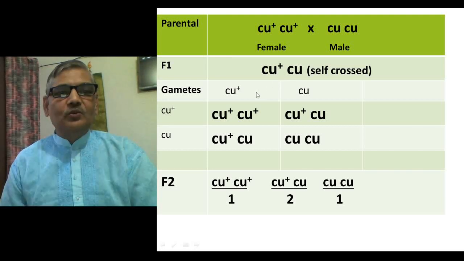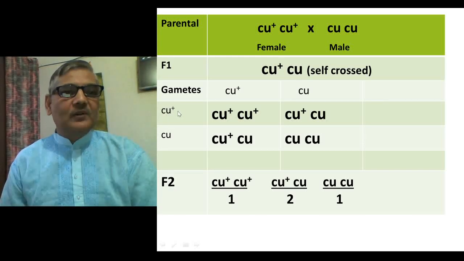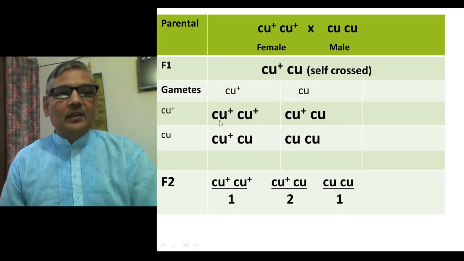In that male fly, two types of spermatozoa will be formed. That is, 50% of gametes will have the Cu+ allele and 50% of the gametes will have Cu. Then in the case of the female also, exactly the same way, 50% of the eggs will have the Cu+ allele and 50% will have Cu. Now there will be random fertilization between eggs and spermatozoa. As a result of that, if a Cu+ sperm fertilizes an egg with Cu+, then you will find this individual.